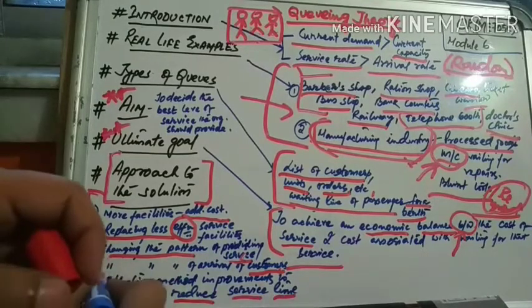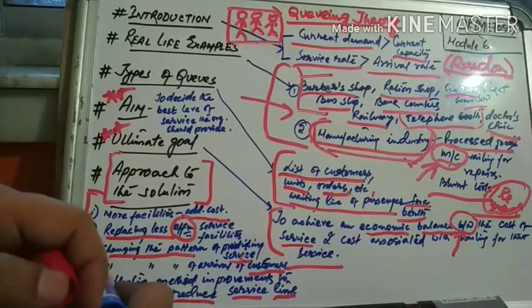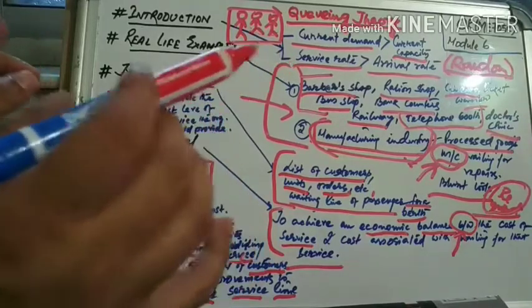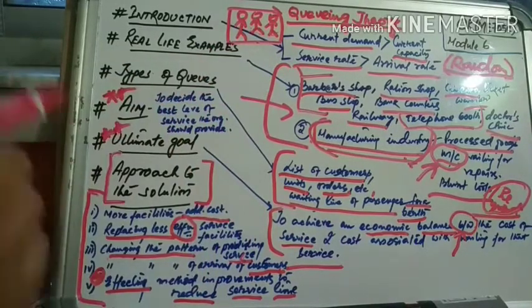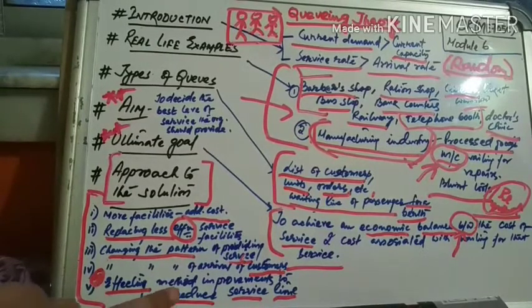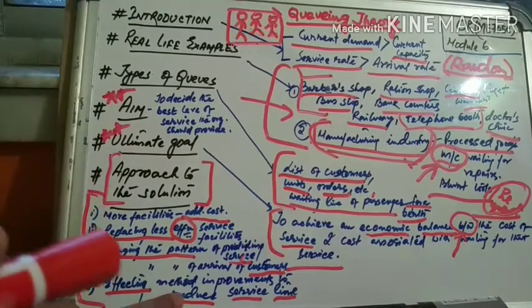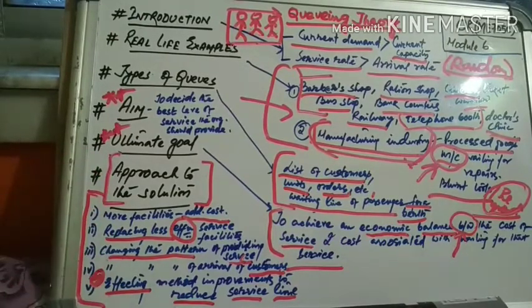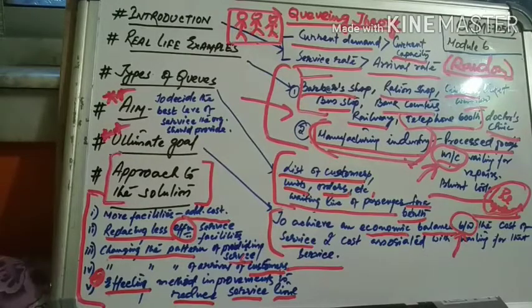That is the most important one, and we are dealing with this one only in this particular queuing theory subject, or you can say waiting line problem. So, effective method improvements to reduce service time. So I think this is the basic introduction to this particular subject, queuing theory.